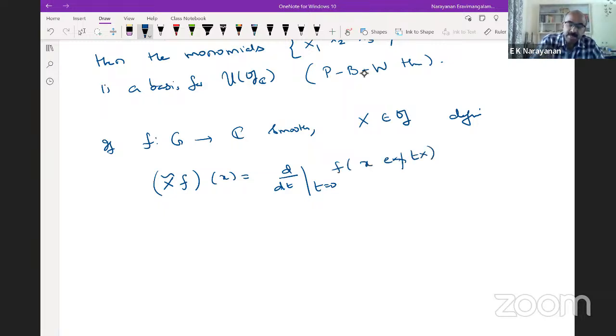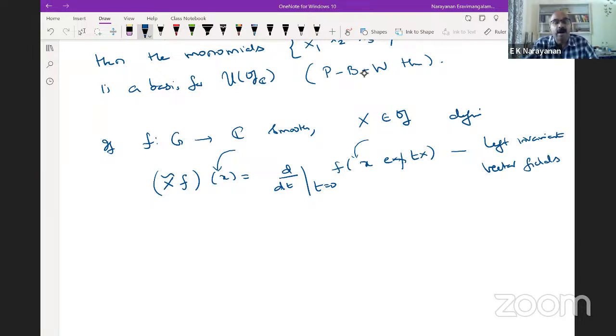So exp tx, remember, is in the group G. And the way it is defined, if I put some group element on the left of g, that is the same as putting the group element here. In other words, the differentiation commutes with putting elements on the left. So these are left invariant differential operators, left invariant vector fields, first order differential operators.